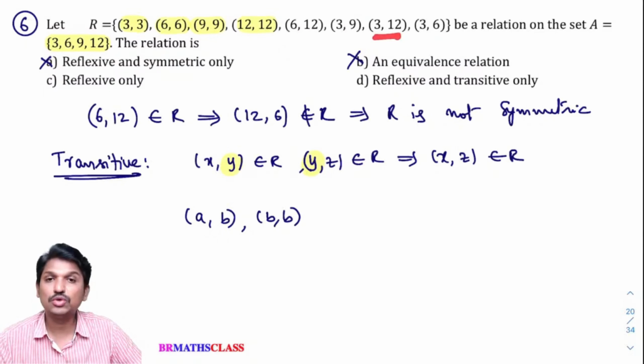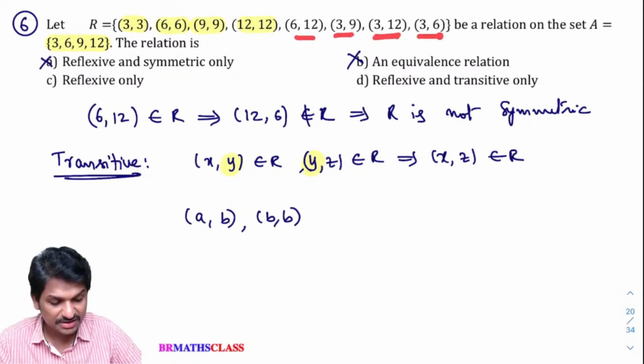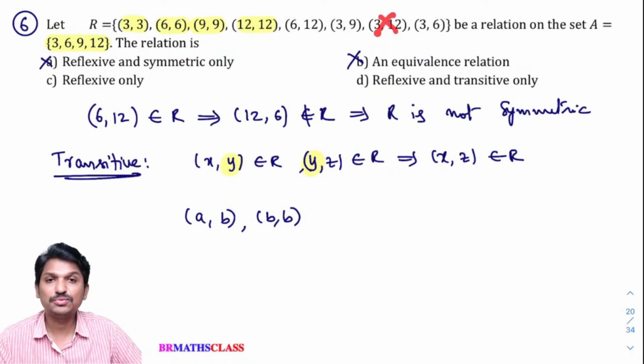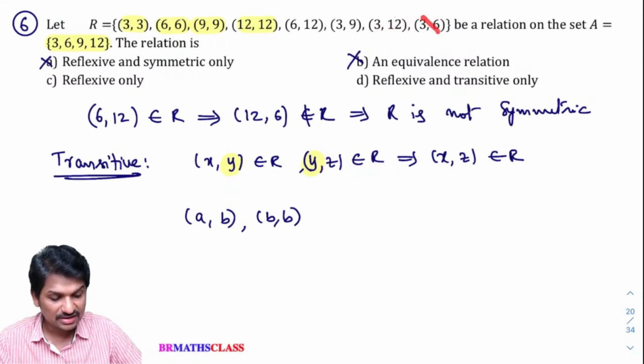Now this ends with 12. Now any other ordered pair starts with 12? Look here, any other ordered pair starts with 12? No. That means for this also the transitive property is verified. Now you look for this. This ordered pair is 3 comma 6. It ends with 6. Now you look whether any other ordered pair starts with 6.